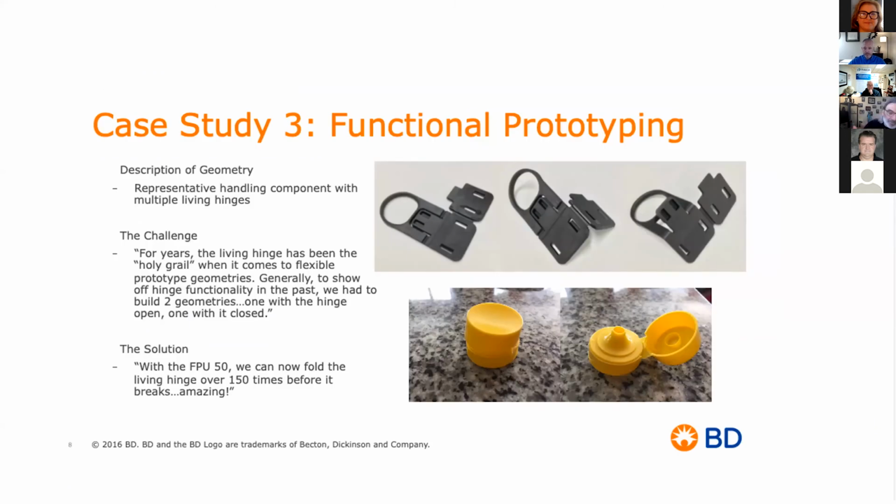I think right here is probably, I think Ed will agree with me, the holy grail of 3D printing torture tests. Can we do a living hinge? I share this conversation multiple times a day with people. I really like the idea of doing a living hinge. In this example from BD, they used flexible polyurethane, FPU 50, and actually got 150 cycles in their living hinge. This makes me really, really excited because now we're getting out of the world of a prototype into more of a functional prototype, leading possibly into low volume production of living hinge geometry.